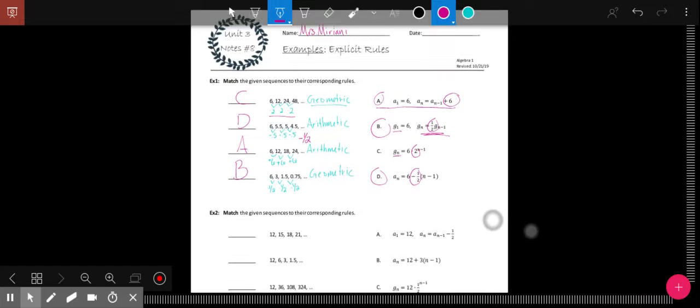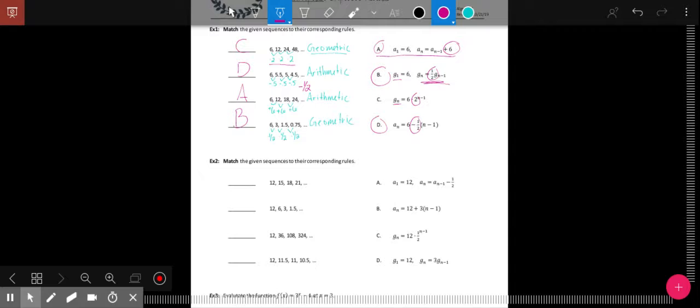All right, so I want you to go ahead and try example number 2 on your own, and then you can check your work with mine when you're finished.